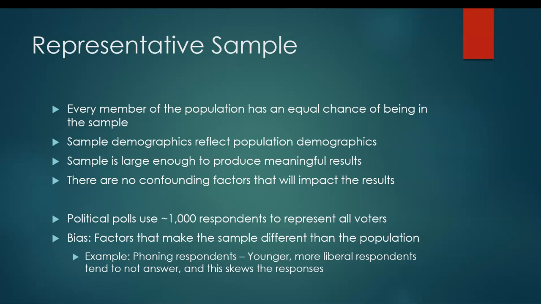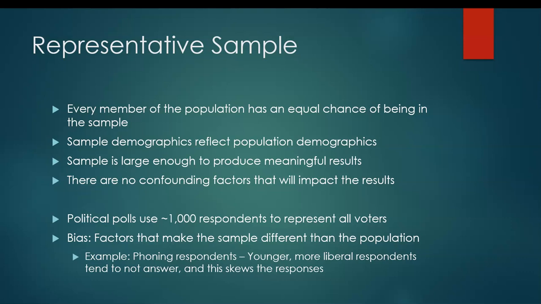Here's an example. Political polls typically use around 1,000 respondents to represent all voters. They want to make sure that everyone has an equal opportunity to become one of those 1,000, and that they represent the US population in terms of demographics for race, culture, gender, and those other things. That way they can get an accurate result in the sample that they can generalize back to the population.